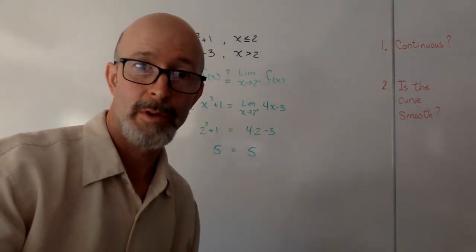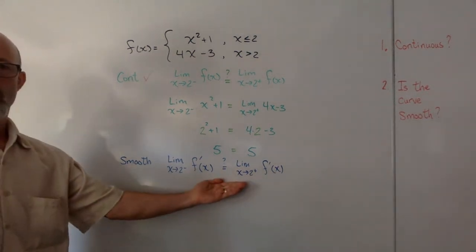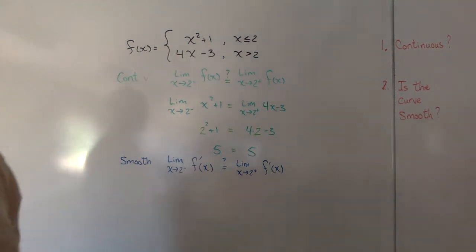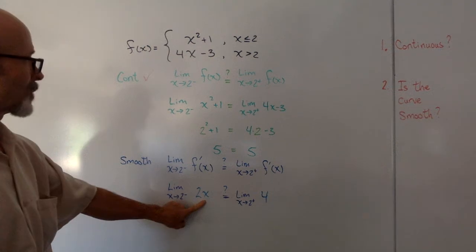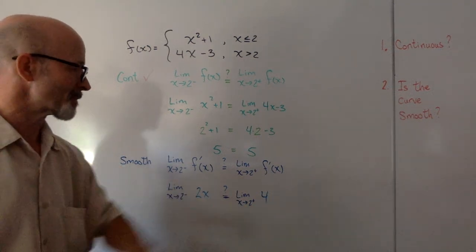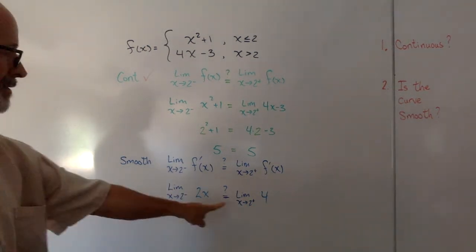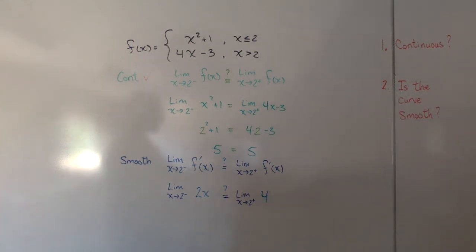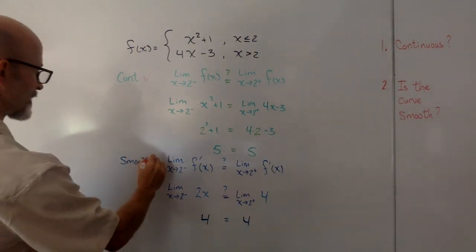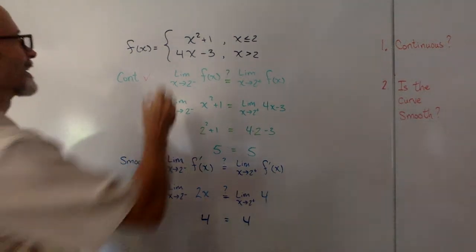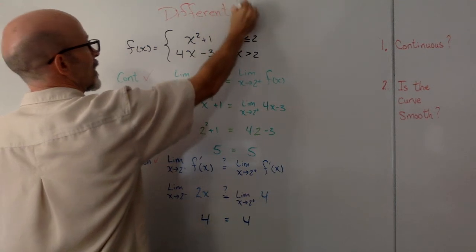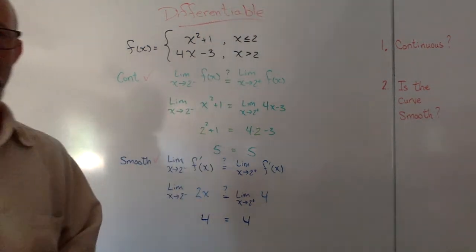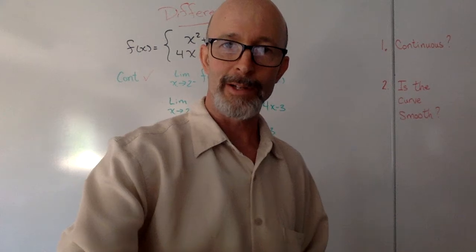How do you check smooth? Please check and see, are the derivatives approaching the same value? So I'm literally going to take the derivative of both pieces of that function. The derivative of x squared plus 1 is 2x, and the derivative of 4x minus 3 is 4. So plug in those limits now to those derivatives and see that they are equal to each other. It is smooth, it is continuous, this is differentiable at every point on this piecewise function.